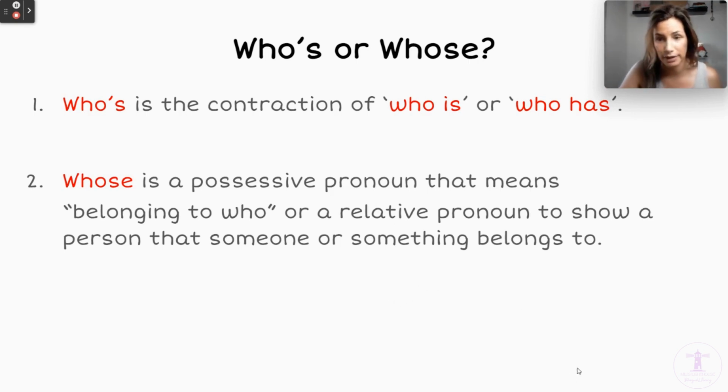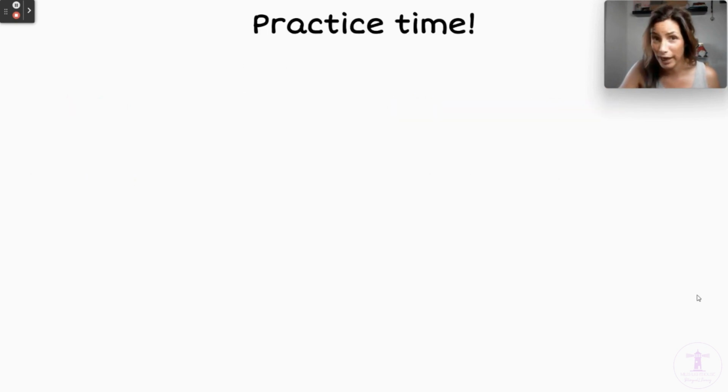Let's practice because it'll be better if we practice. Okay? So practice time. For this, you can do it on your own, on a piece of paper, in a notebook, on a whiteboard. You can write it out. You can just write down the answer, or you can say it out loud. It really is up to you. Okay? And then we're going to check it together.